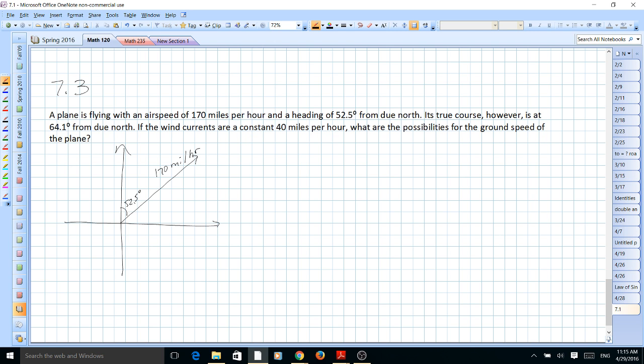I also know that the actual course is 64 degrees, 64.1. But I have no idea what this is, so I'll label it as X. I also know that the wind current is at 40 miles per hour. So what that means is this 40 miles per hour can be either running against it or helping this guy out. So I can either have the 40 here or I can have the 40 here. Both will make a picture that makes sense.